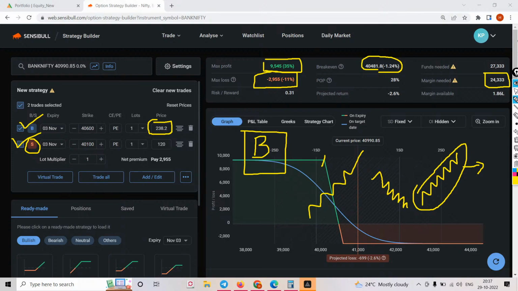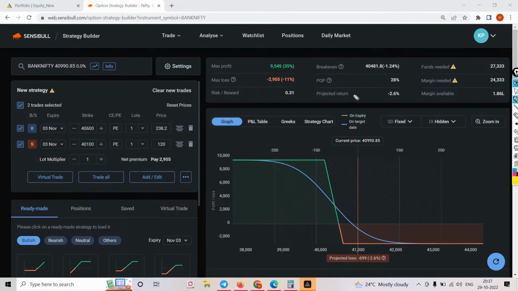These are all pro tips, because these are minute things which the majority of retailers are not aware of. That's where they go deploying blindly, but they'll not look out for this risk to reward. They don't look at this POP. They don't even know what this break even is. They don't know when your maximum profit will start.